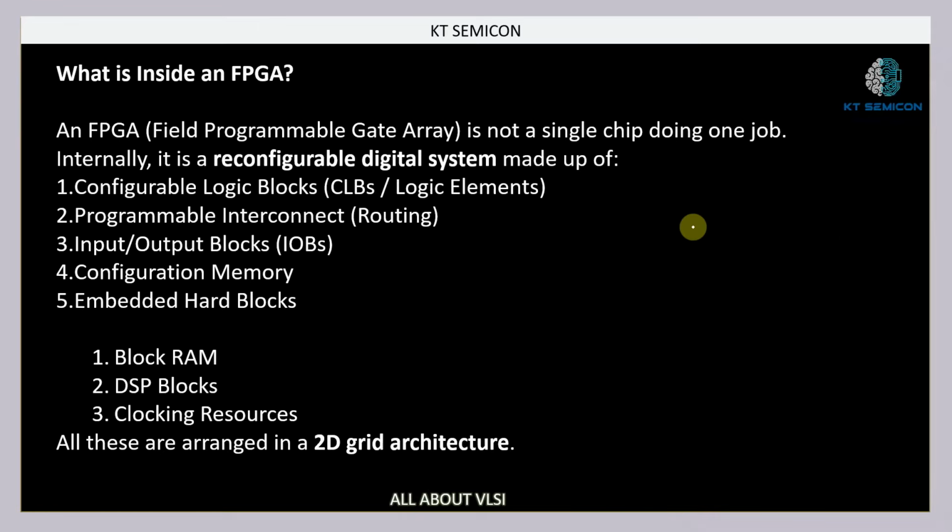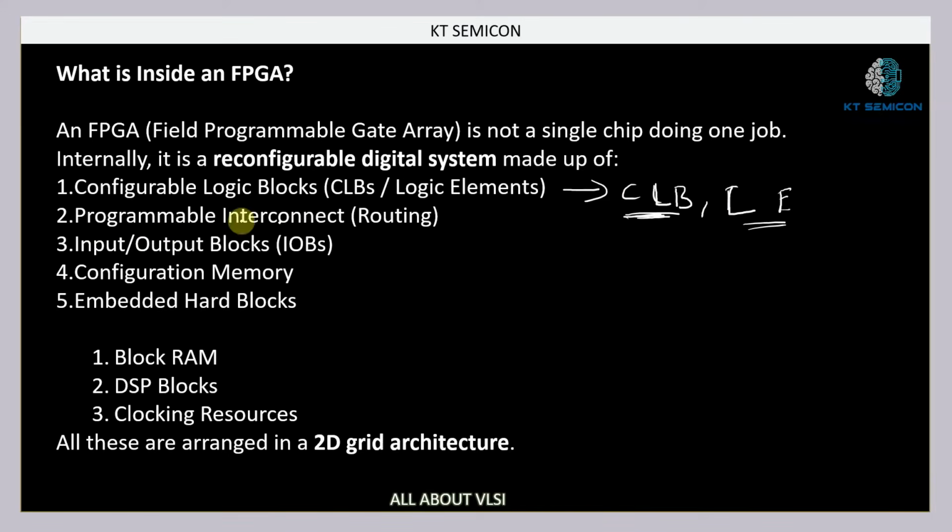Basically, we have internally a reconfigurable digital system, which is made up of something known as configuration logic blocks or logic elements. In some FPGA architectures, you might see this term, CLB, configuration logic block. In another FPGA, you might see logic elements. The functionality is the same, but the names and notations are different, that's it. So inside your FPGA you are going to have CLBs, or you can also say logic elements, both are the same.